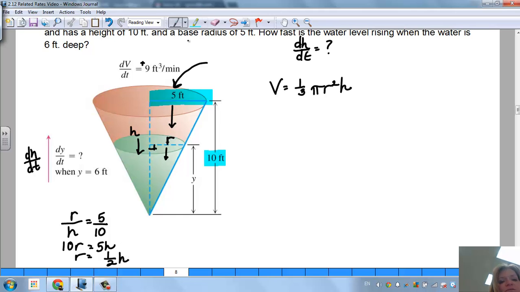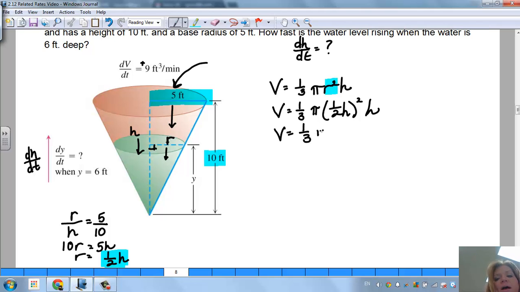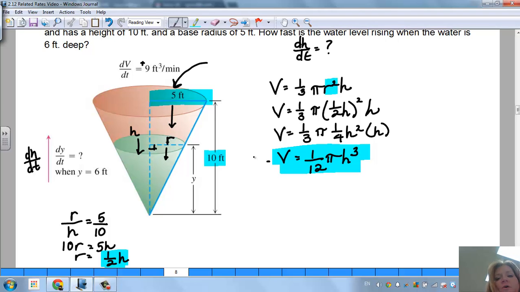So then I'm going to take this half h and replace it right into the r spot so that the whole formula is in terms of h. So I have 1/3 pi times (1/2 h) squared times h. So the volume is going to be 1/3 pi times 1/4 h squared times h. So the volume of this is going to be 1/12 pi h cubed. Now again, this volume is strictly for this cone that we have going here. Alright? Now I'm going to go through and do the derivative.